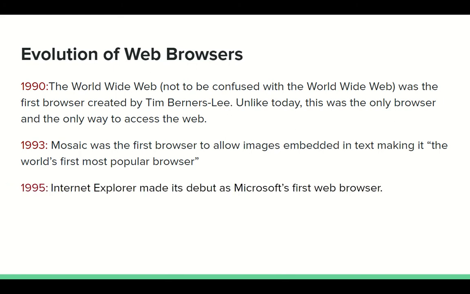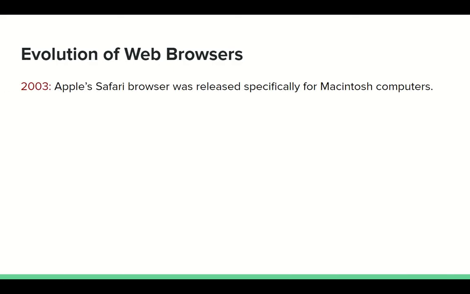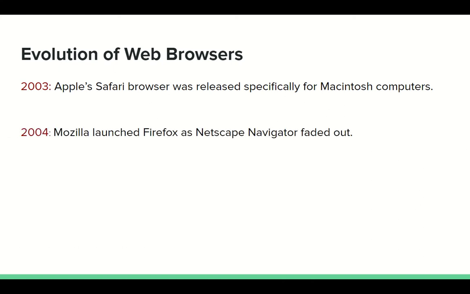In 1995, Internet Explorer made its debut as Microsoft's first web browser. 1996 was arguably the beginning of competition between web browsers, mainly between Internet Explorer and Navigator. In 2003, Apple released the Safari browser, made especially for Macintosh computers. In 2004, Mozilla launched Firefox as Netscape Navigator faded out.